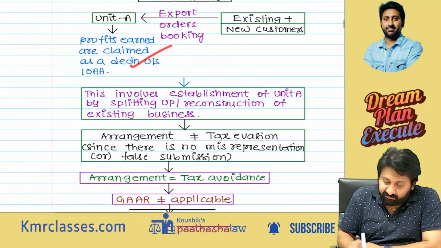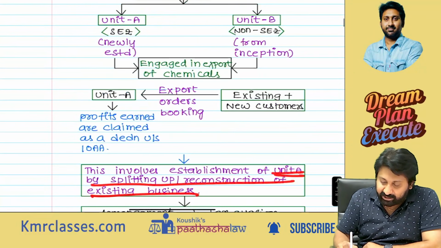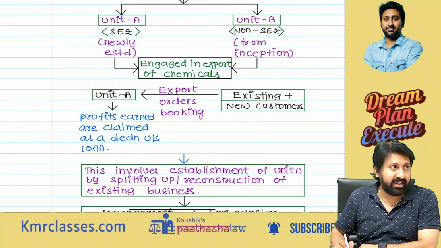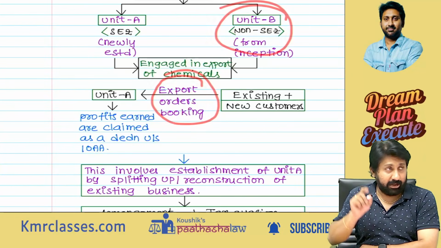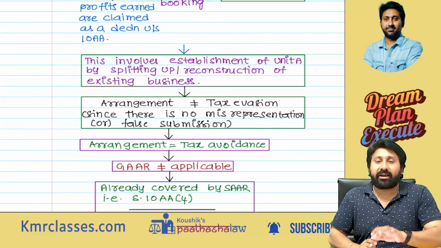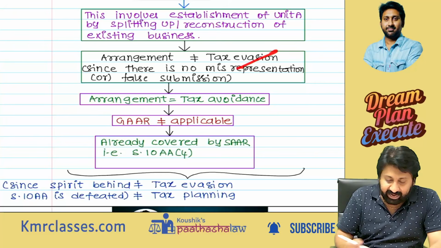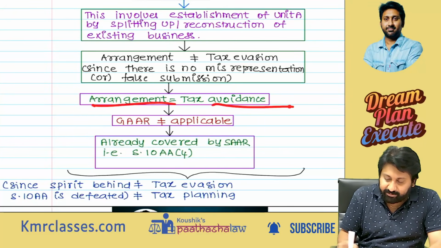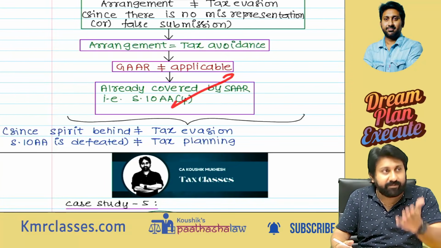Next. This involves establishment of unit A by splitting up or reconstruction of an existing business. So existing and new customers will now be diverted to unit A. There is only export booking that happened. Actually, they belong to the non-SEZ unit. So it is just a splitting of the existing unit or reconstruction of the existing unit. This is an arrangement, not a tax evasion. Since there is no misrepresentation or false submission, the arrangement is a tax avoidance. GAAR does not apply even now because there is a specific provision for that.